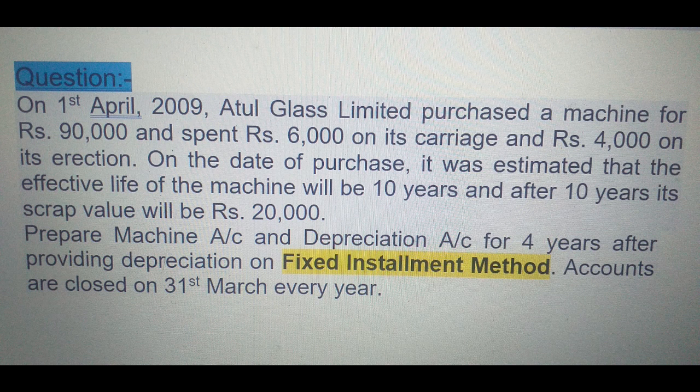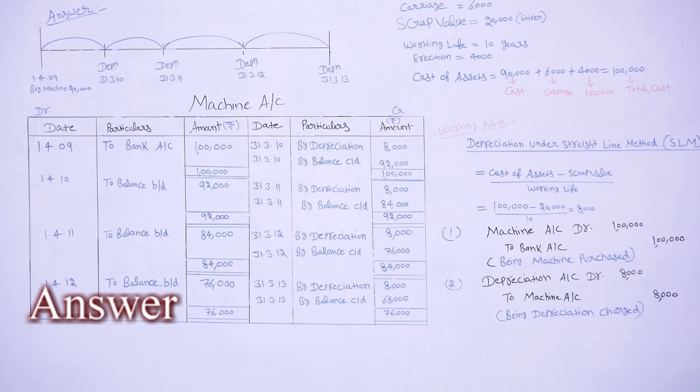Accounts are closed on 31st March every year. Now come to the answer. We made a timeline of the question so that it becomes easy to understand. We bought a machine on 1st April 2009 for rupees 90,000. This is the first year, this is the second year, this is the third year, this is the fourth year.